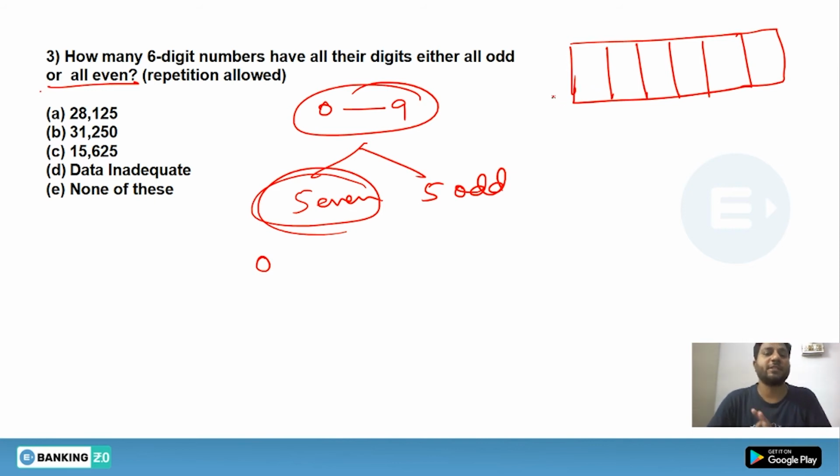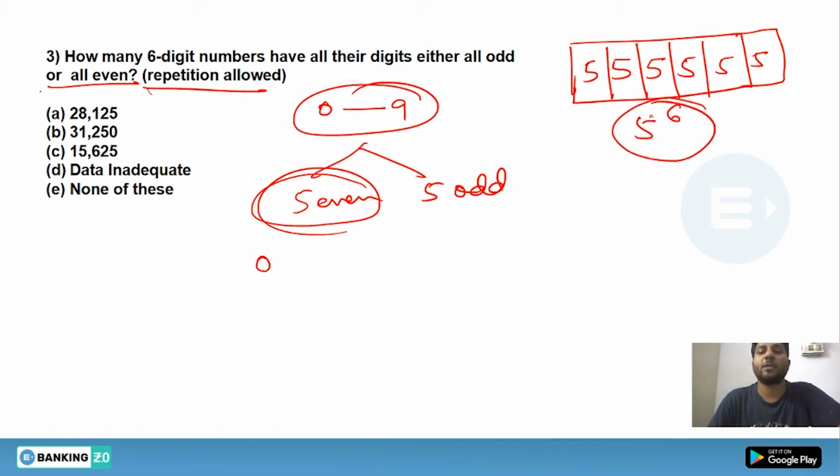Okay, what you can do is for the first digit, if you are arranging the odd numbers, that means all the 5 digits can be possible in the first place. If repetition is allowed, that means from the next onward the same digit can also appear on the second place. That means 5 possible cases will also be there. Next 5. That means 5 to the power 6 possible cases will be there, if you are arranging the digits with all odd digits.